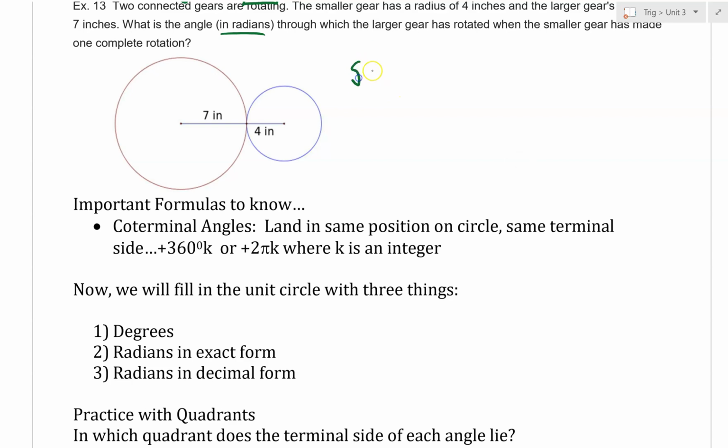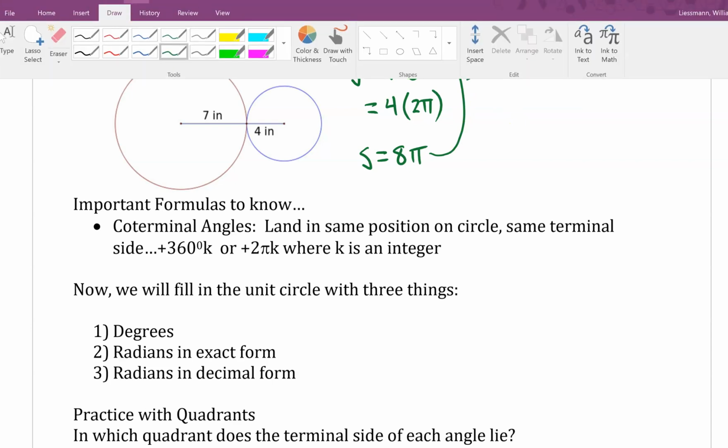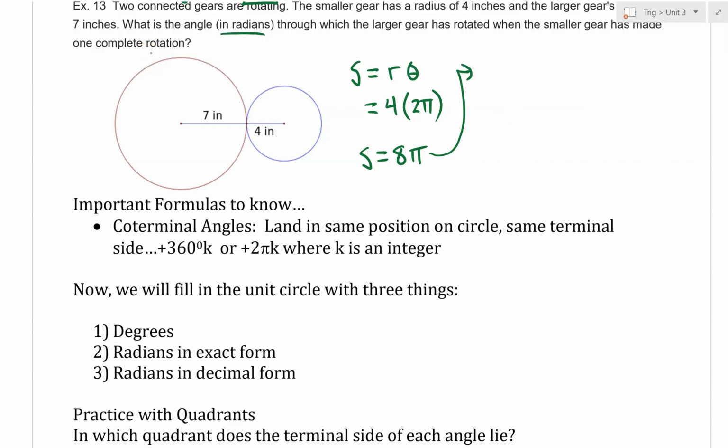So the first part here is we need to find the arc length of the smaller one. And the smaller arc length is going to be R times theta, which means 4 times the theta measure, which it said it went through 1 complete rotation, 2 pi. That means that my s in this first one is 8 pi. And then I'm going to take that 8 pi and plug it into the other equation, which is dealing with the larger circle.